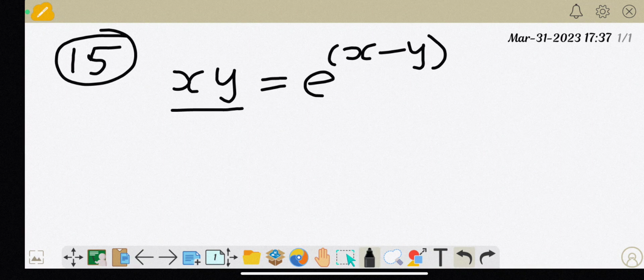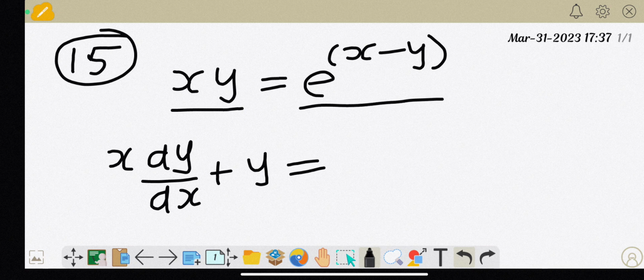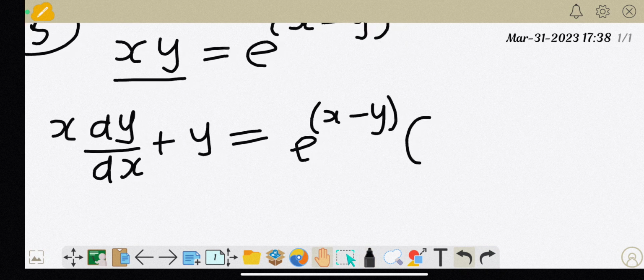So here first, product rule. First function into differentiation of second, differentiation of y is dy by dx, plus second into differentiation of first. Differentiation of first function x is 1. And what is differentiation of e to the power x? It is e to the power x itself. But here in the place of x, what is there? x minus y. Then you have to go for differentiation of x minus y, which is 1 minus dy by dx. Correct.